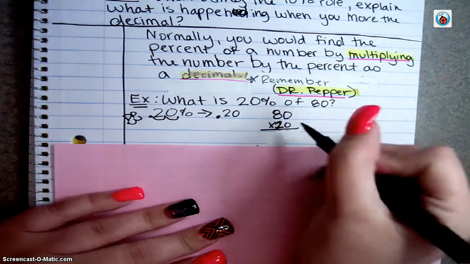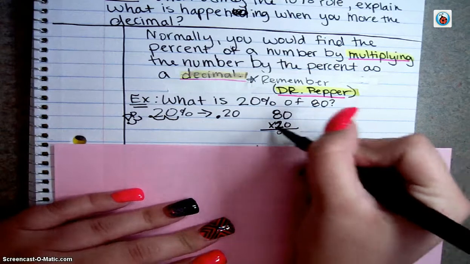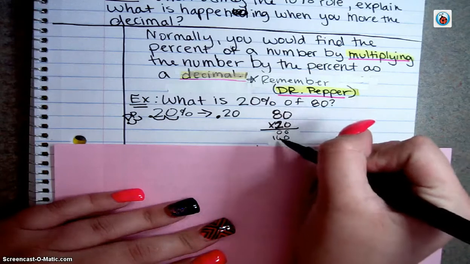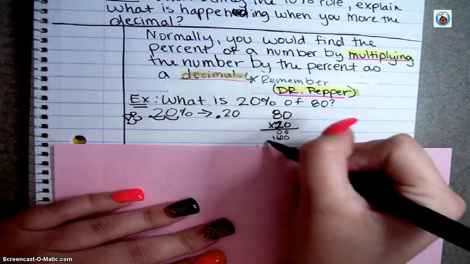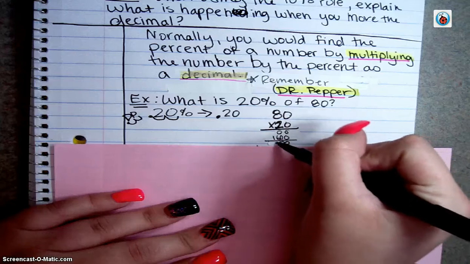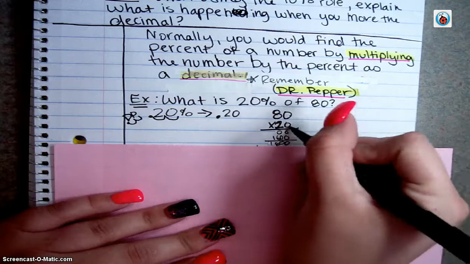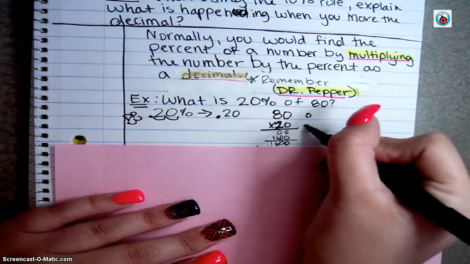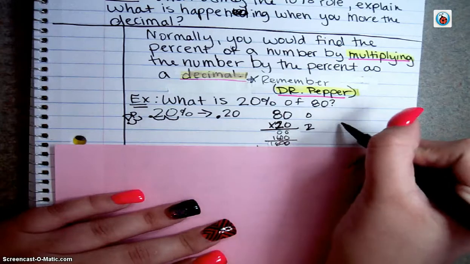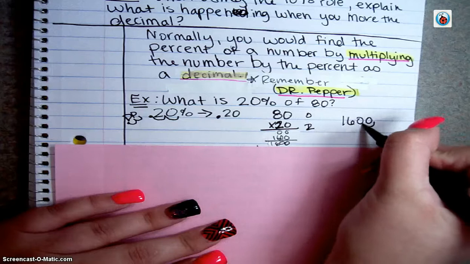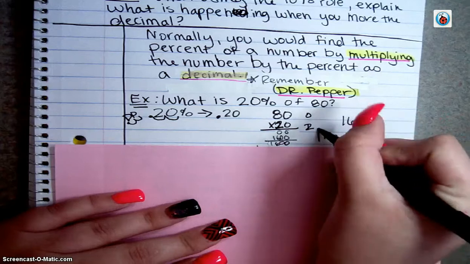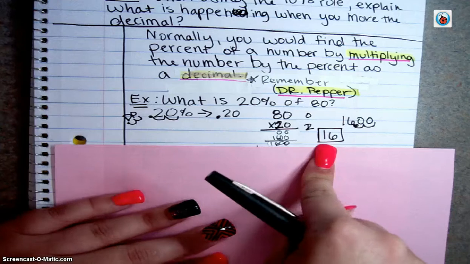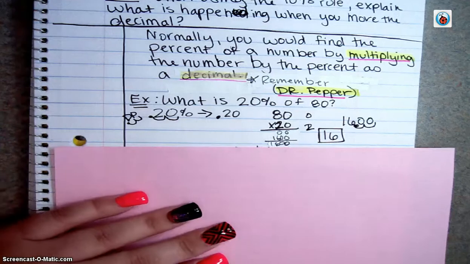All right, let's start this one over. I have a row of zeros. Then 2 times 0 is 0. 2 times 8 is 16. So I have 0, 0, 6, 1. Now I count the number of numbers behind the decimal. There's 0 here, there's 1 or 2 here. So I'm going to move it over twice. If I have 1600 and I move it over twice, the answer is 16. So that means 20% of 80 is 16.